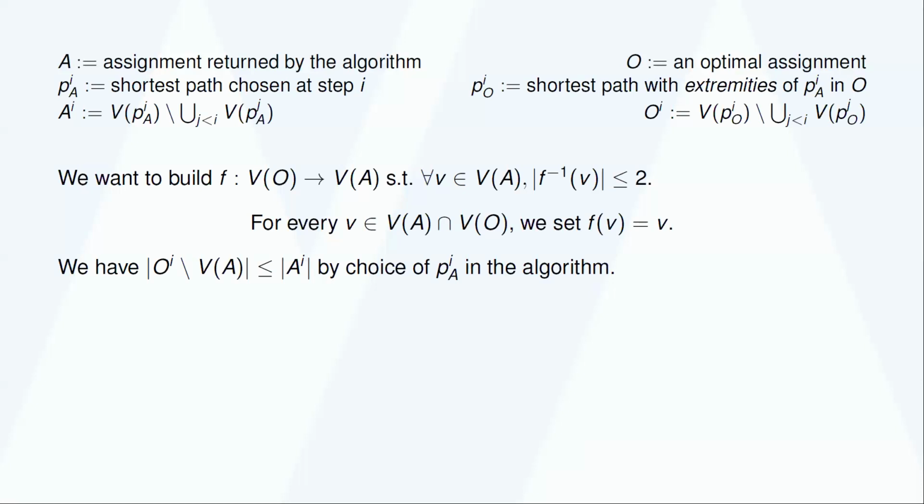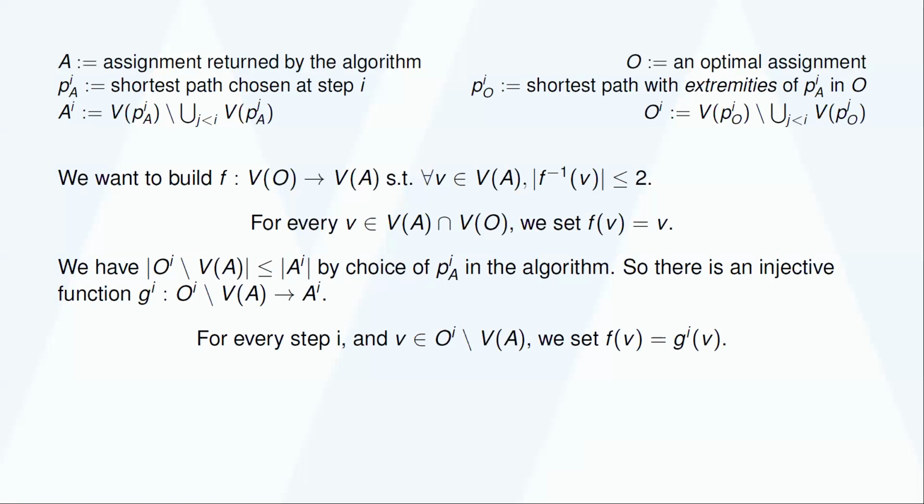And you know that this set here cannot be too big, because if it was bigger than A_i, then we wouldn't have chosen P_i^A in the algorithm, because every time we choose the best one among all the possibilities, among all the shortest paths. So it means that there is an injective function g_i between those two sets. And what it means now is that for every step, we set f of b equal to g_i of b.